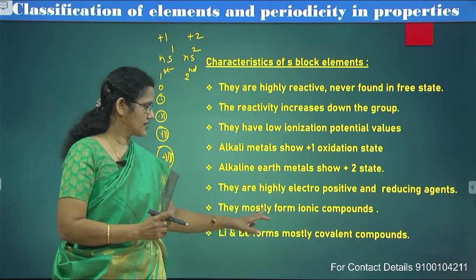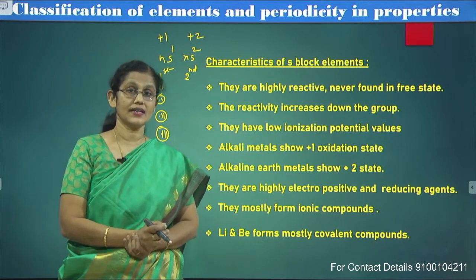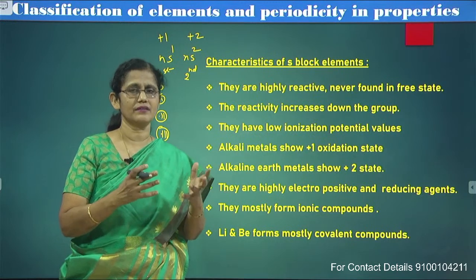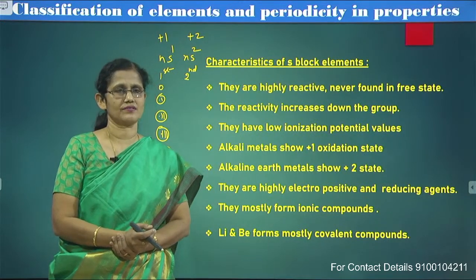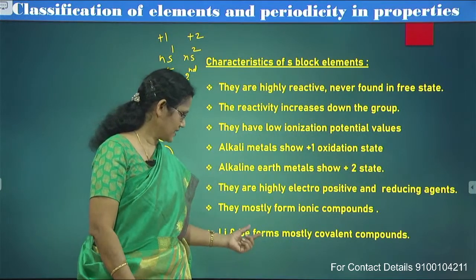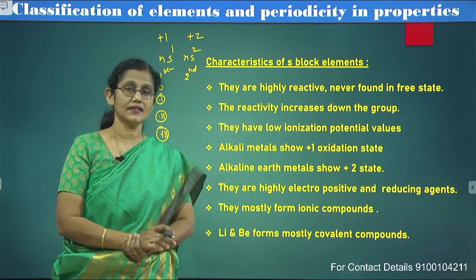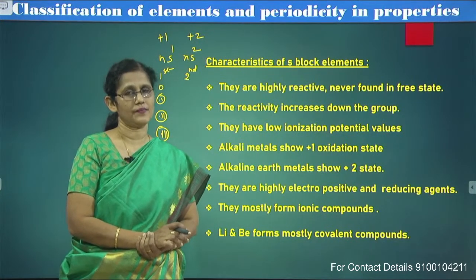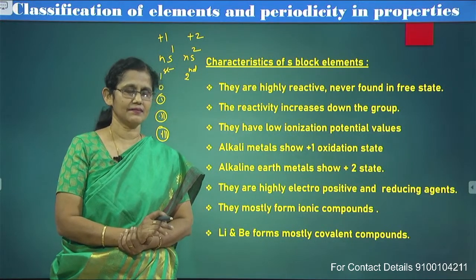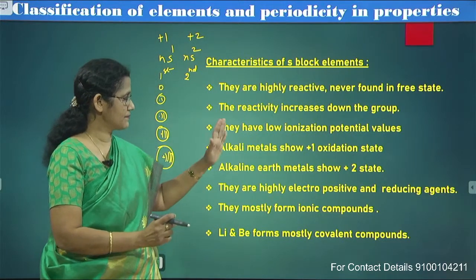So, they mostly form ionic compounds, big size, Fajan's rules. In the chemical bonding chapter, we will discuss in detail which type of cation shows ionic bonds, right. So, big cations form ionic compounds. Especially lithium and beryllium, because of the small size of their cations, mostly form covalent compounds, right. Especially beryllium, because of smaller size even than lithium, it mostly forms covalent compounds. So, these are some properties.